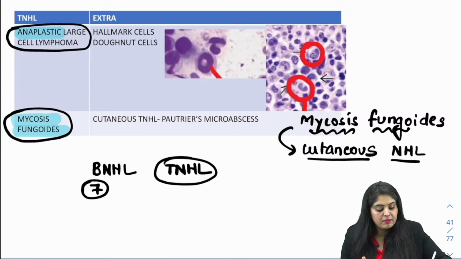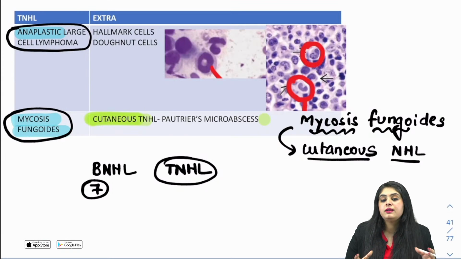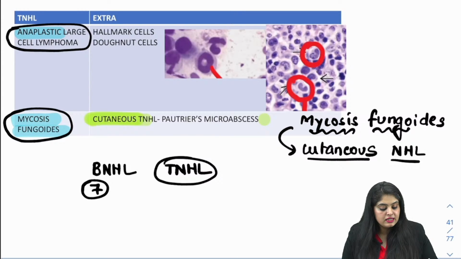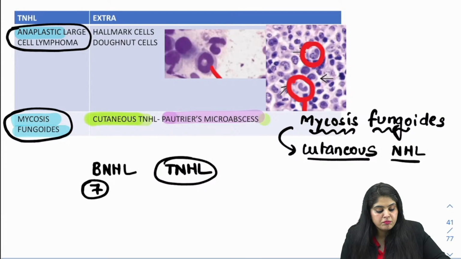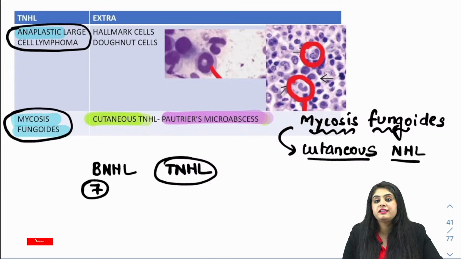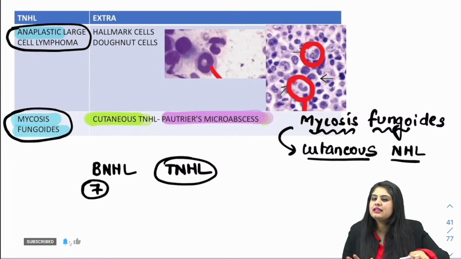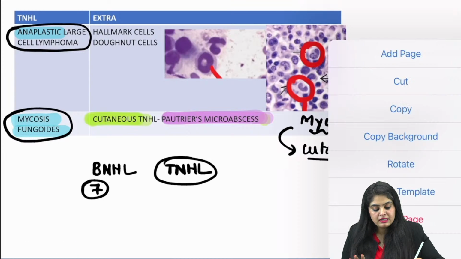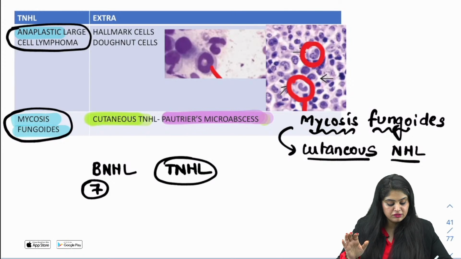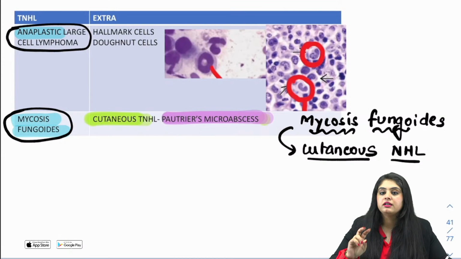So please remember, this is a question that comes: which is the only lymphoma which has skin rash, cutaneous manifestations? That is going to be a cutaneous T NHL. Having said that, this shows you presence of Pottrier's microabscess. There's a very famous question that you get in dermat. I'm deviating a little bit away from the topic, but this will come in handy later, so listen to me carefully. It's about dermat, okay?